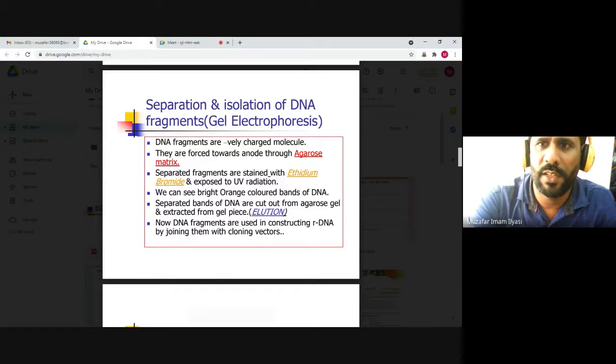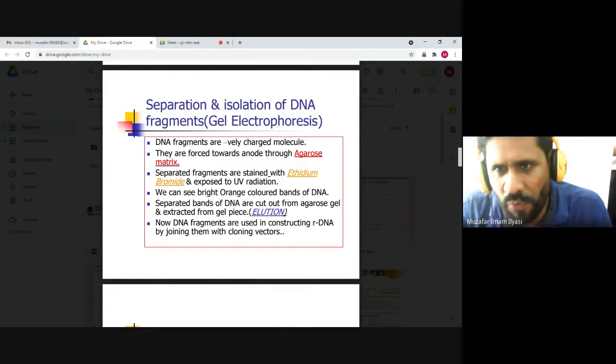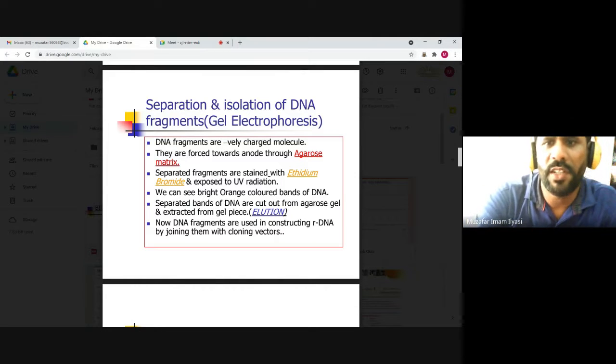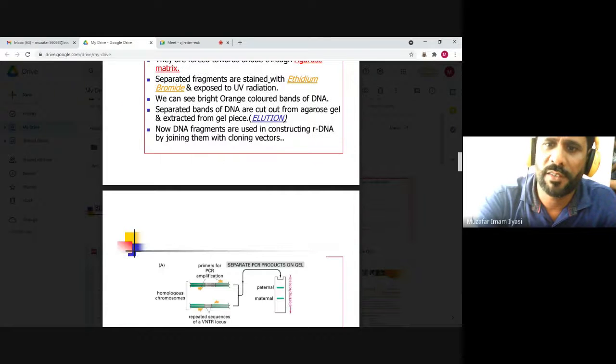Separation and isolation of DNA fragments, or you can say the technique of gel electrophoresis. DNA fragments are negatively charged molecules. They are forced towards the anode through the agarose matrix. Separated fragments are stained with ethidium bromide and exposed to ultraviolet radiation. We can see bright orange colored bands of DNA. Separated bands of DNA are cut out from the agarose gel and extracted from the gel piece, which is called elution. Now, DNA fragments are used in constructing recombinant DNA by joining them with cloning vectors.